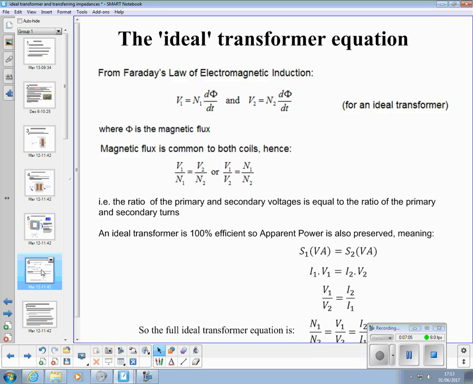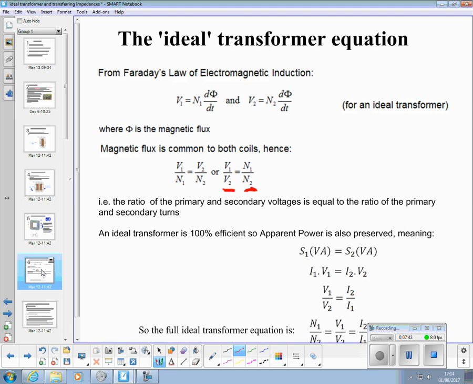Now, the ratio of the primary and secondary voltages is equal to the ratio of the primary and secondary turns. That's what we're interested in here, is this part. The ratio of primary to secondary voltage is equal to the ratio of the turns on the primary to the turns on the secondary. None of those quantities have any units. They're ratios. How much bigger is the primary voltage than the secondary? How many more turns are there on the primary than on the secondary?